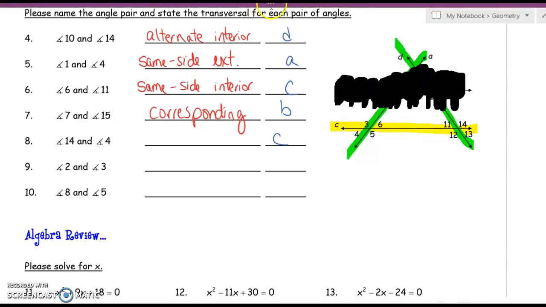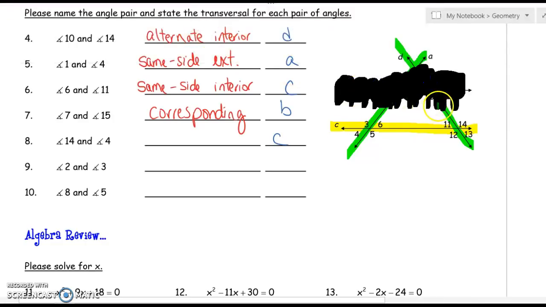Okay, and so then we're going to kind of create our box. Here's our box. Anything inside the box is interior, anything outside the box is exterior. We're focusing on angle 4 and angle 14. So here's angle 14, here's angle 4. Notice they are both outside the box and they're on different sides of the transversal. 14's above it, 4 is below. So different sides of the transversal, and exterior would be alternate exterior angles. Okay, so that's kind of how that one works.